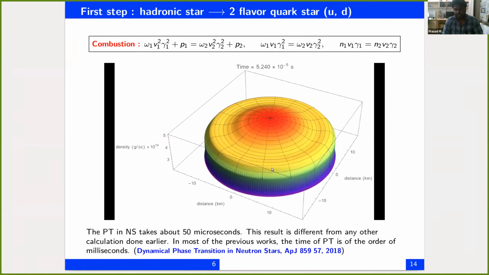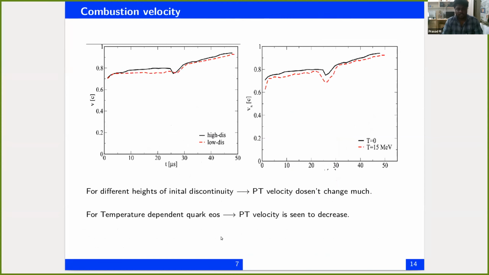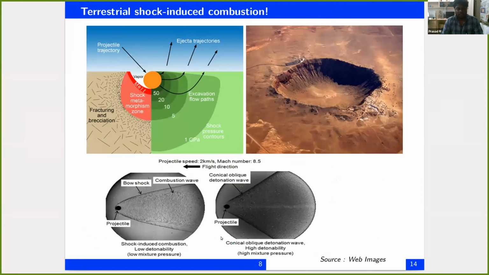If a neutron star undergoes a particular shock-induced phenomenon, then in about this particular time scale, it will become a two-flavor quark star. And this is similar to something that we see when a comet comes and hits our Earth, and that results in a shock wave, and the shock wave completely results in combustion of the Earth matter. And this combustion happens up to the place where shock strength is high enough.